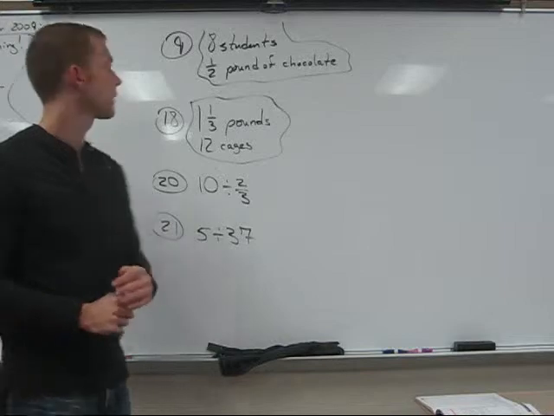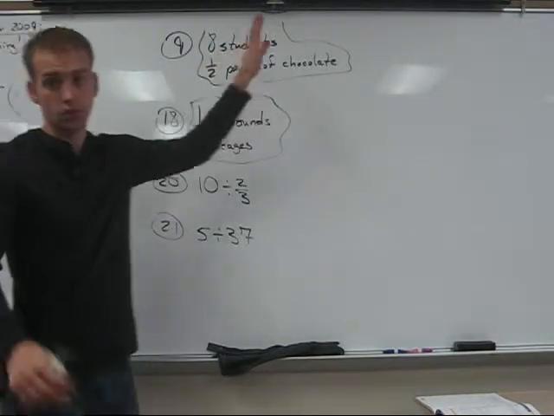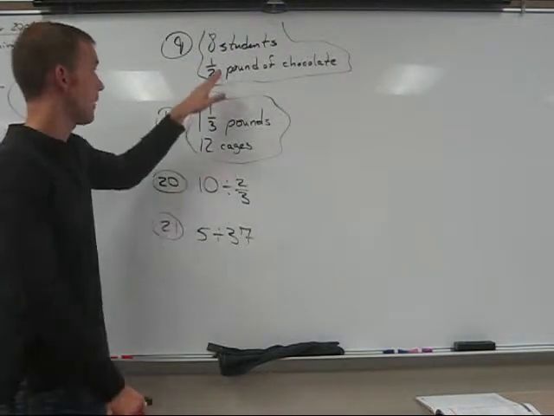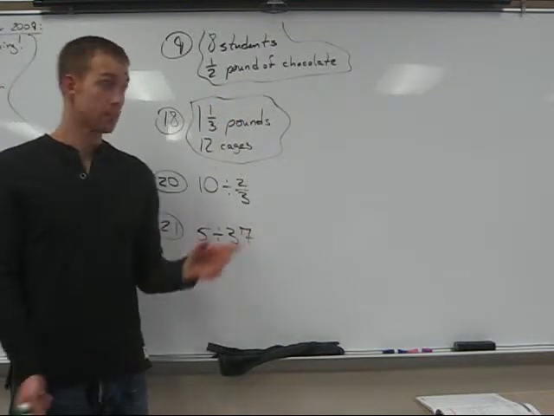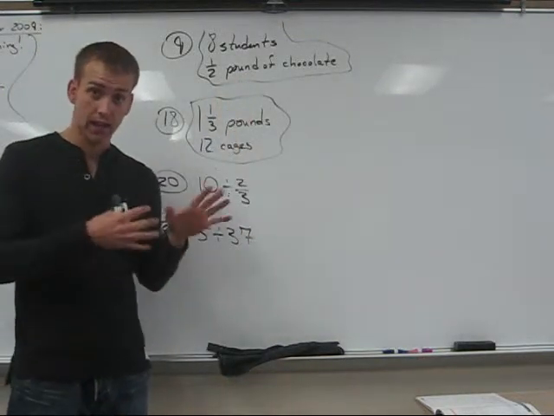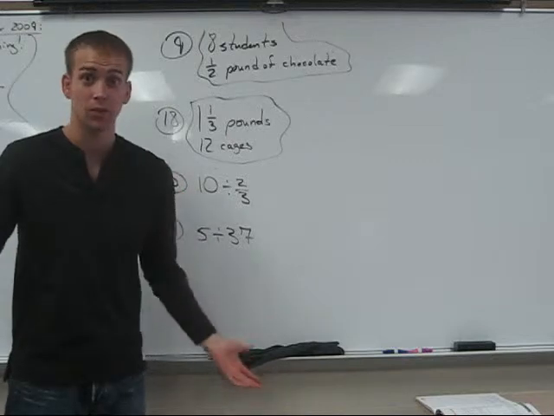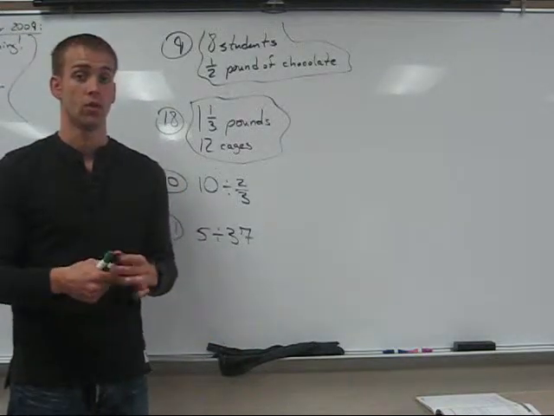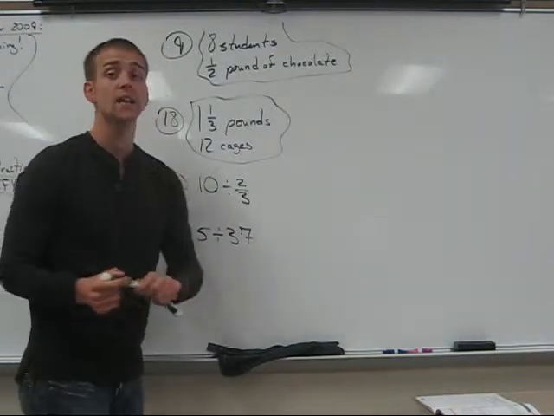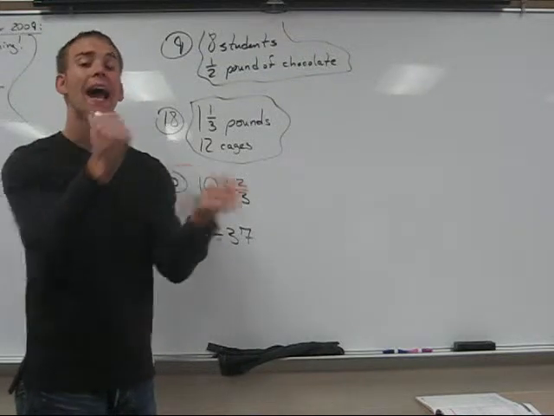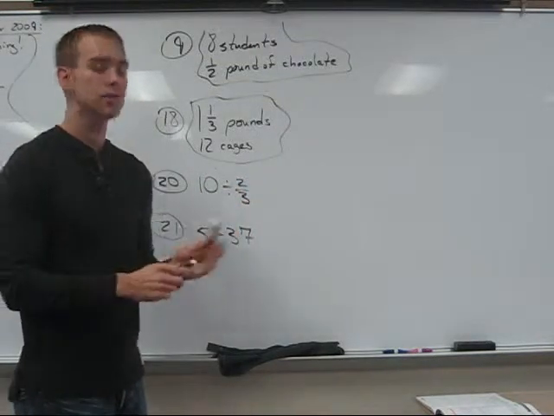And here's what I'm going to bring up, okay? Basically what we're saying is there are 8 students on number 9, 8 students, and we have a half a pound of chocolate. Our job is to take this half a pound and split it up among the 8 students. I want to know how much should I give each person. Here's what I do know, though. When we write a division sentence, the very first number is always what you have. Okay, so do not make the mistake of doing this.